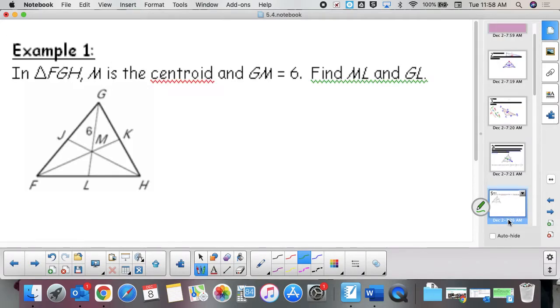So take a look at example 1. It says in triangle FGH, M is your centroid. That means that we have three medians coming here. It says GM is 6. So notice GM is part of this median. The whole median is GL.